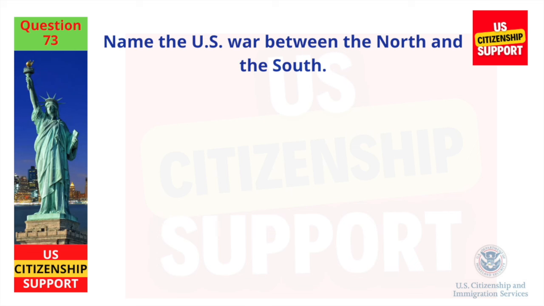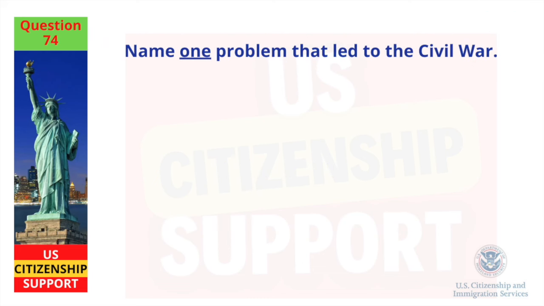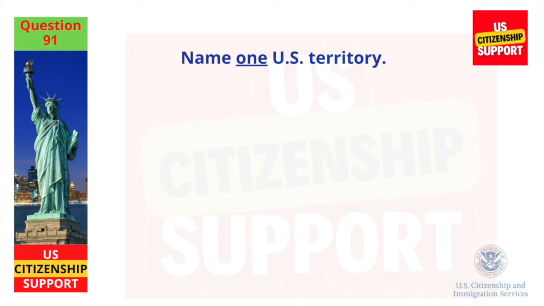Name the U.S. war between the North and the South. The Civil War. Name one problem that led to the Civil War. Slavery. Name one U.S. territory. Guam.